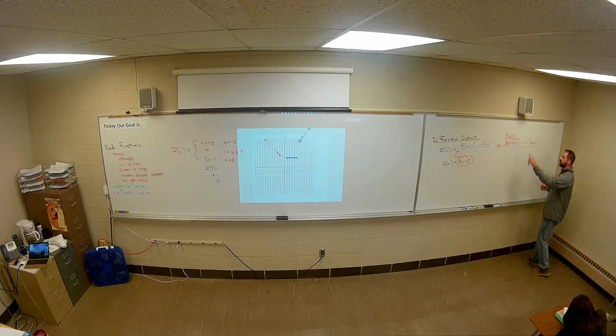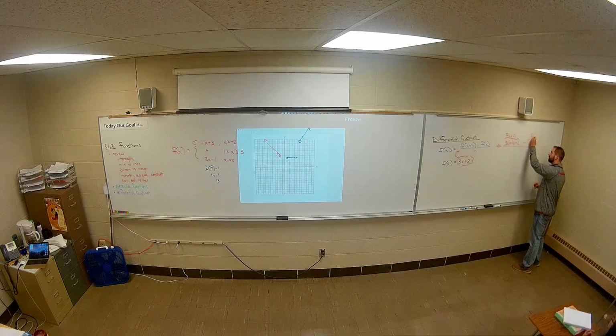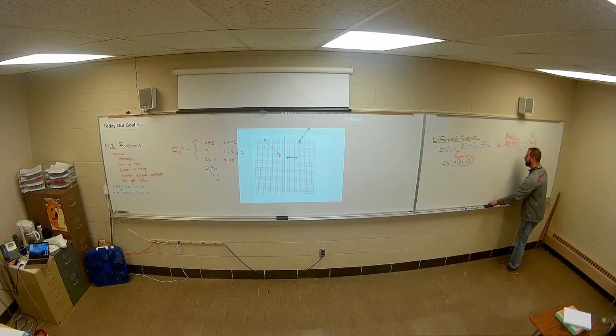Right? So now it's starting to look like the formula. F of x plus h minus the original function. And what goes on the bottom? H. Divide by h. Okay.